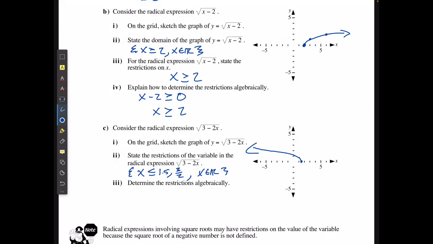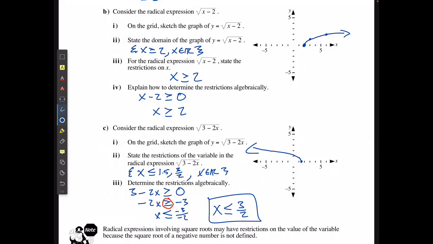I'm still going to have the same rule that I had in the last case. I still need to say that what is inside of the radical has to be greater than or equal to 0 in order for this to be possible. I'm going to subtract 3 from both sides, and negative 2x is going to be greater than or equal to negative 3. Here's the thing you have to be careful about. Anytime that I divide or multiply by a negative, if I have an inequality, a greater than or less than sign, the direction of the sign changes. Which means that x is going to be less than or equal to 3 over 2. So remember, anytime you multiply or divide by a negative, the sign changes direction.